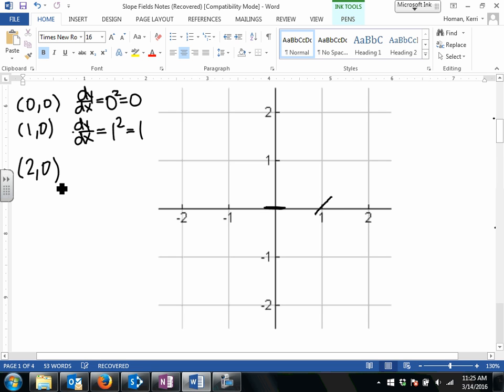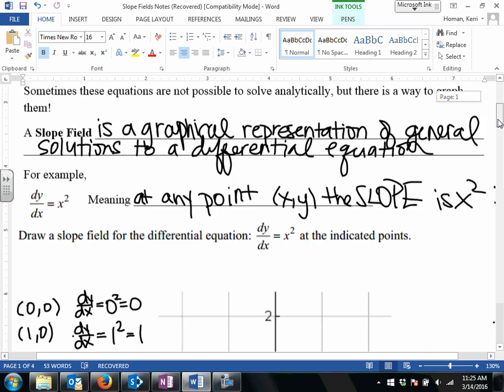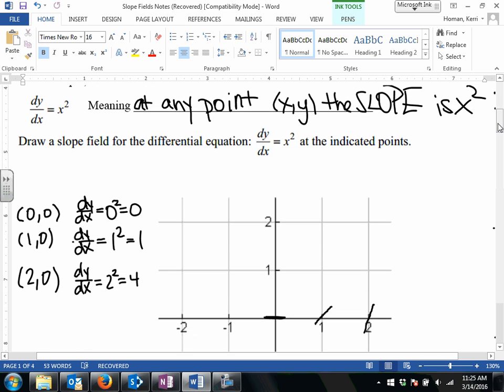What about the coordinate 2, 0? dy dx is x squared, 4. So that's going to be pretty steep, right? And we're going to do that all across the board. Now, since this differential equation doesn't have a y in it, the y coordinate doesn't really matter. But if this was x squared over y, then we'd be taking the x coordinate squared over the y coordinate. You're going to plug your coordinate into the differential equation to figure out your slope.